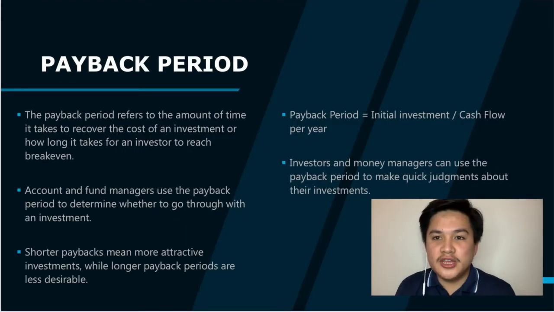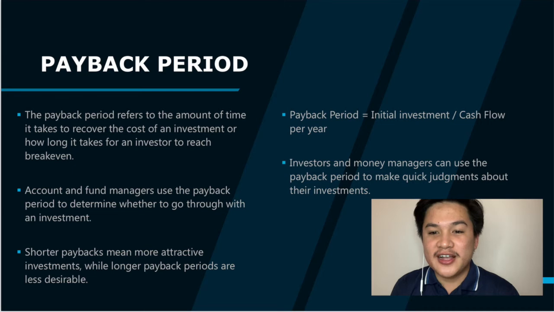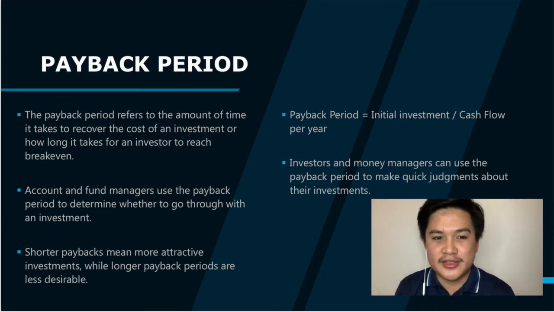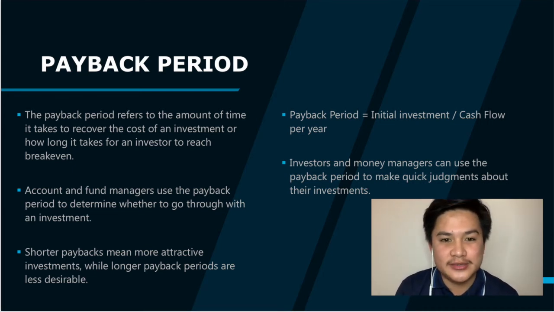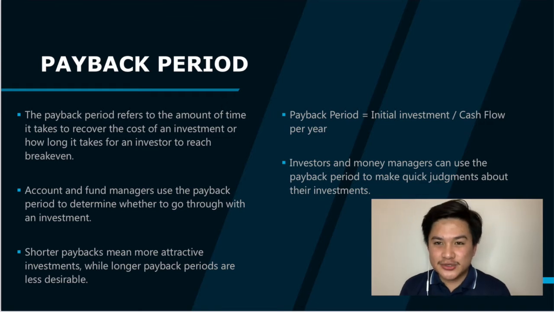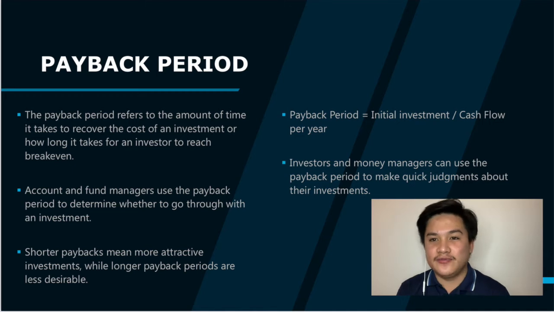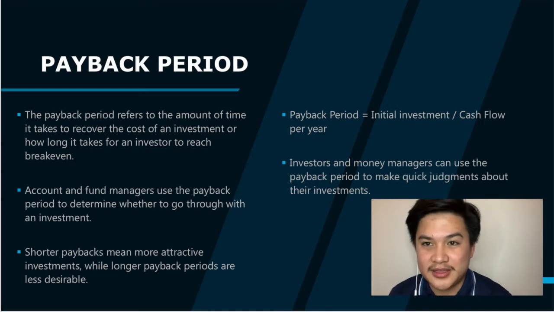So the first method that we will be discussing is the payback period. The simple payback period is the most common method that is used for capital budgeting. It represents the amount of time required for the cash flows generated by the investment to repay the cost of the original investment. So, for example, let's assume that an investment of around 600,000 pesos will generate annual cash flows of around 100,000 pesos per year for 10 years. So, the number of years required to recoup the investment is 6 years.